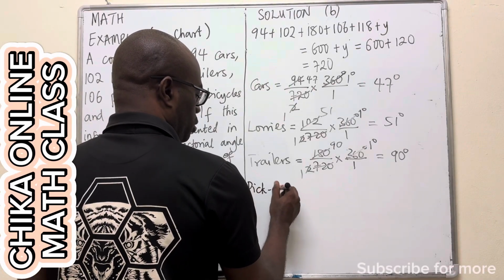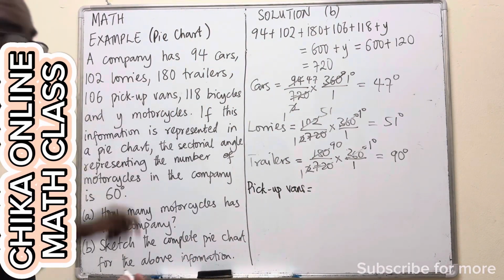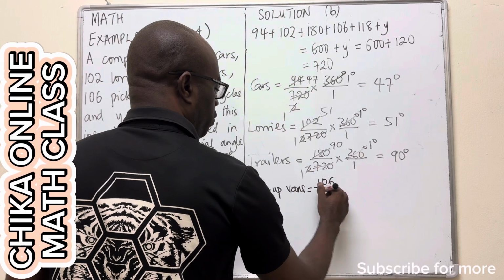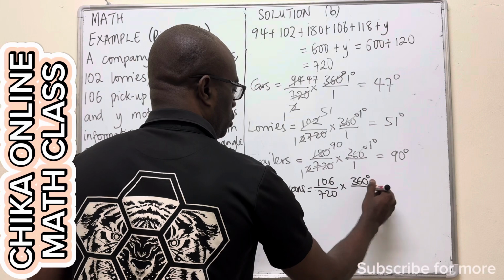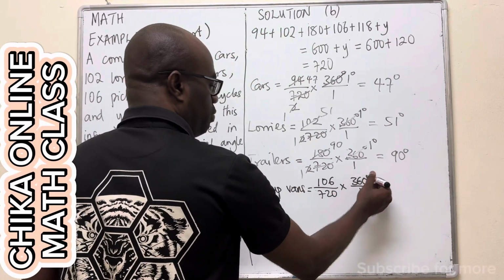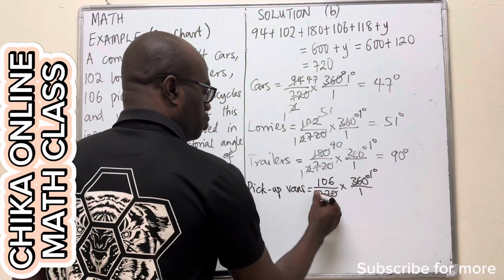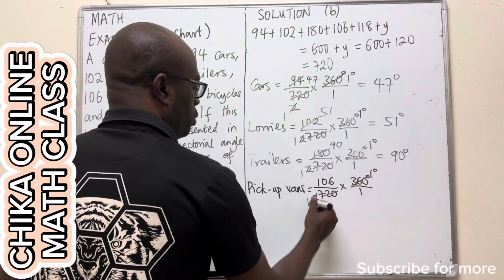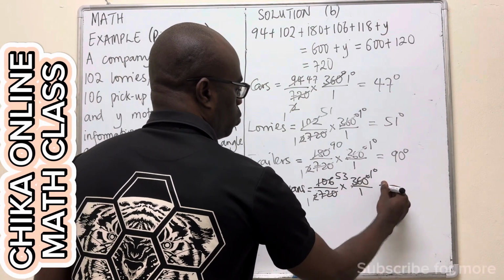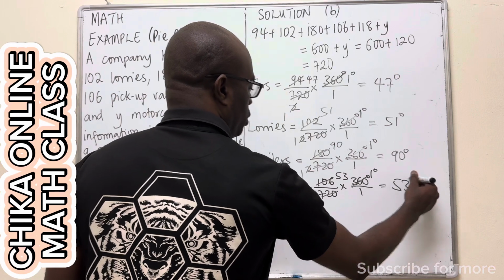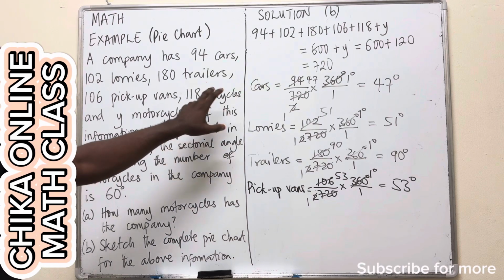Pickup vans is next. So the number of pickup vans is 106. So you have 106 over 720 times 360 degrees over 1. 360 can divide. 360 divides 360 degrees, you have 1 degree. 360 divides 720, you have 2. 2 divides itself, 1. 2 divides 106, that's 53. 53 times 1 degrees is 53 degrees. Okay.